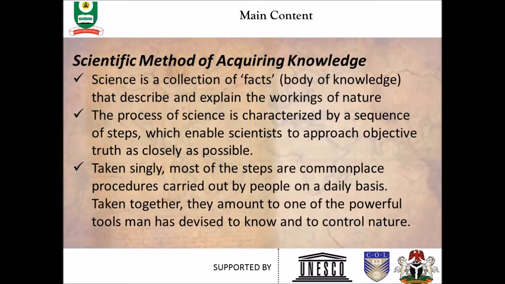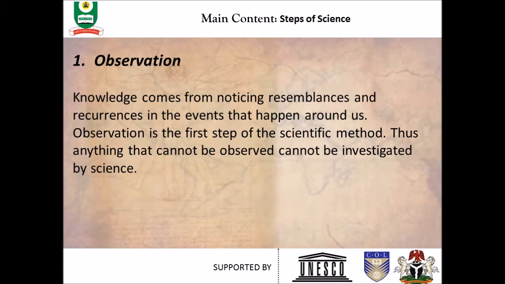The process is characterized by a sequence of steps which enable scientists to approach objective truth as closely as possible. Taken singly, most of the steps are commonplace procedures carried out by people on a daily basis. But taken collectively, they amount to one of the most powerful tools man has devised to know and control nature. What are the steps of science? The first step of science is observation.